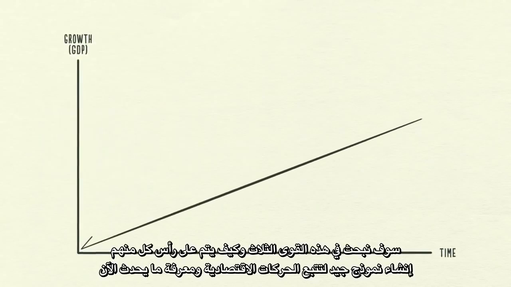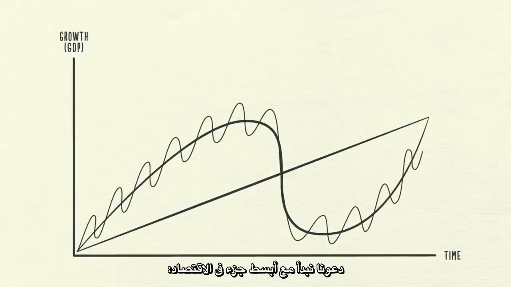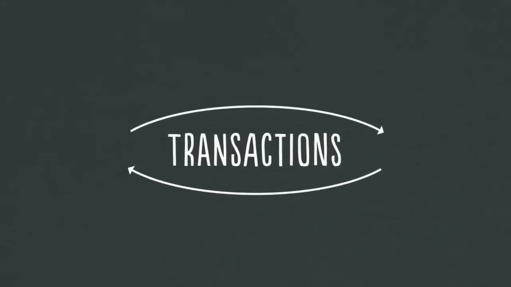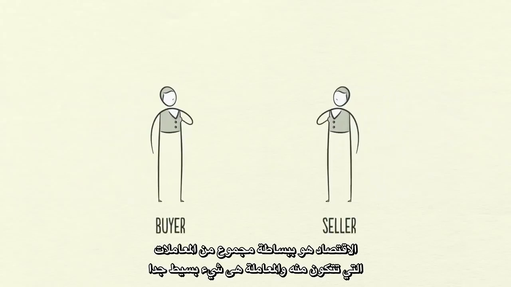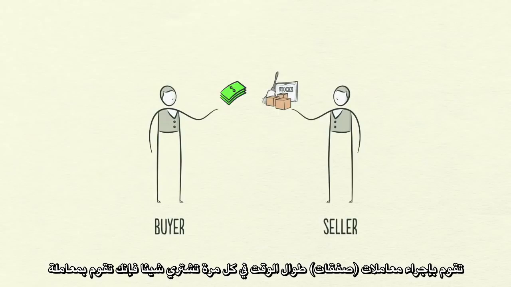We'll look at these three forces and how laying them on top of each other creates a good template for tracking economic movements and figuring out what's happening now. Let's start with the simplest part of the economy, transactions. An economy is simply the sum of the transactions that make it up, and a transaction is a very simple thing.